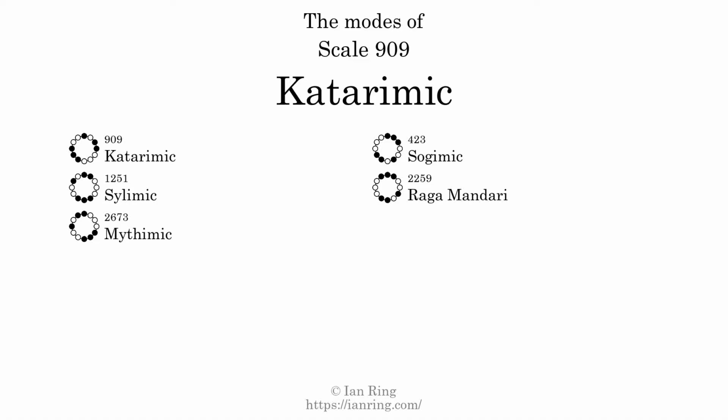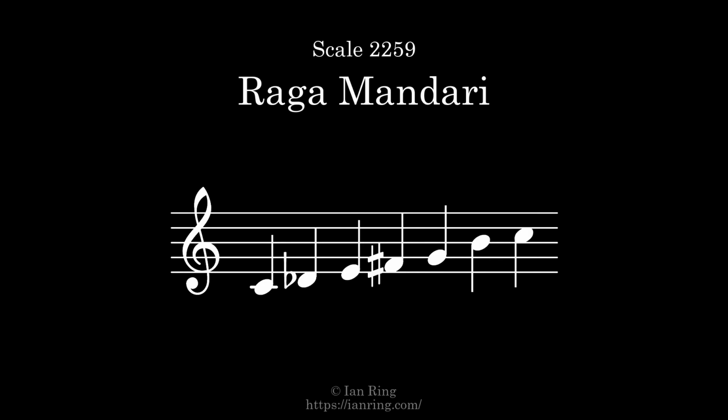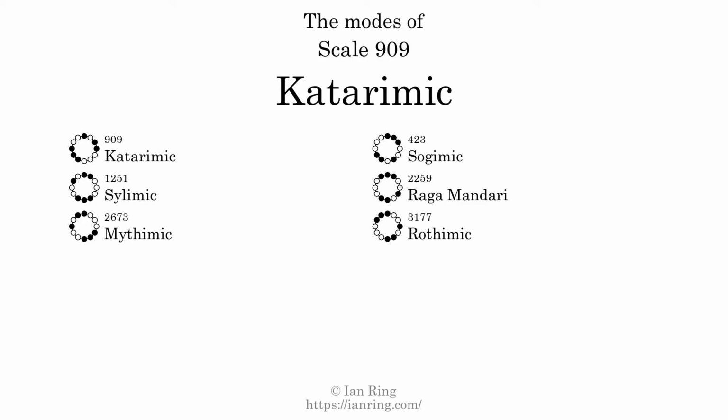The fifth mode is scale 2259, also known as Ragamandari. It sounds like this. The sixth and last mode is scale 3177, also known as rhythmic. It sounds like this.